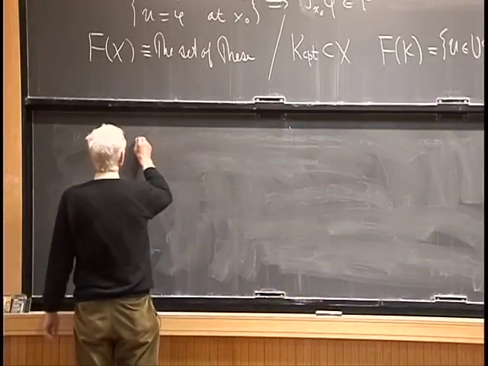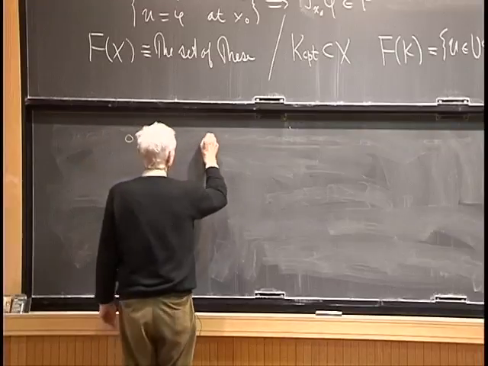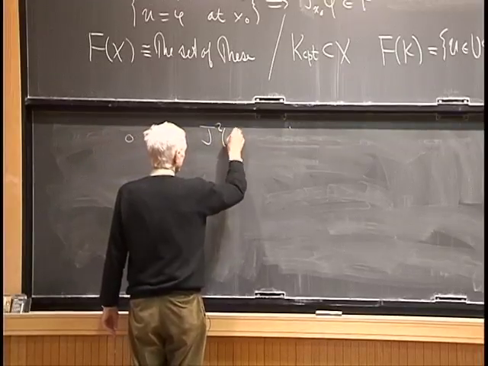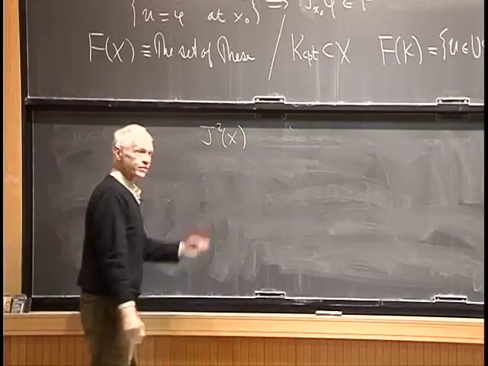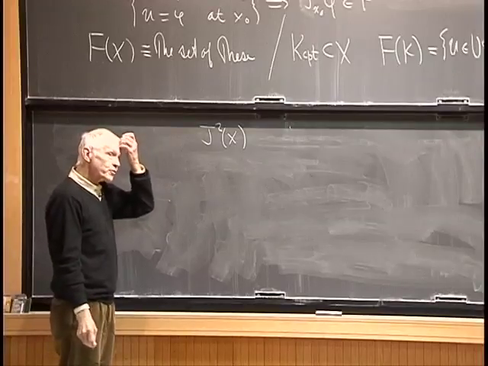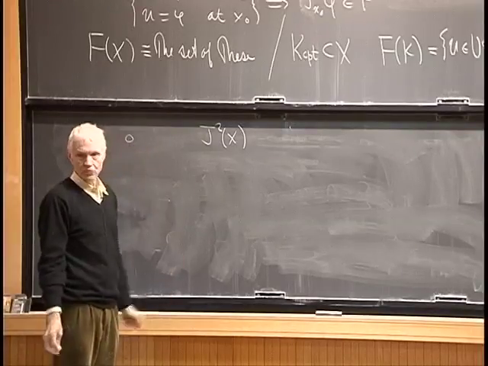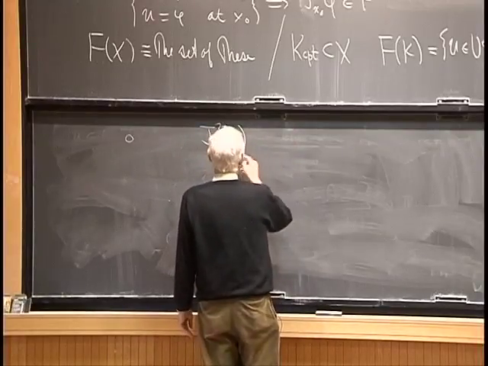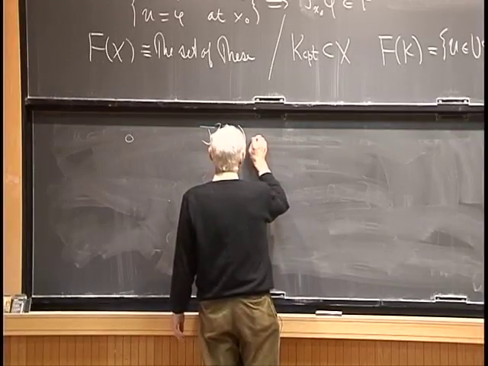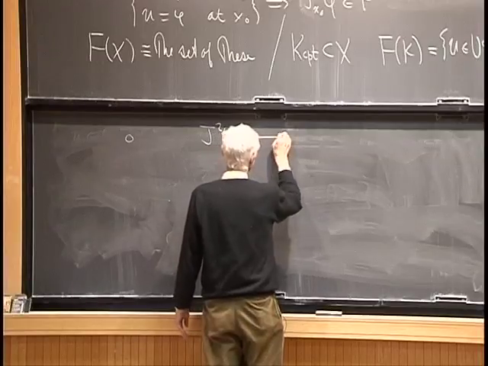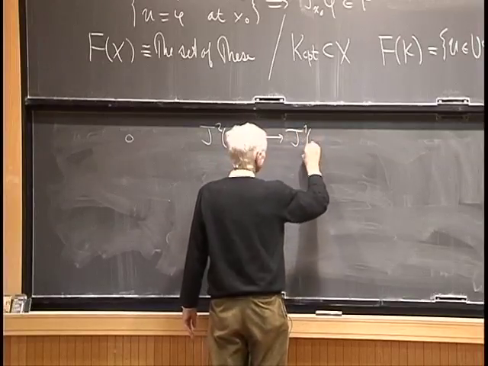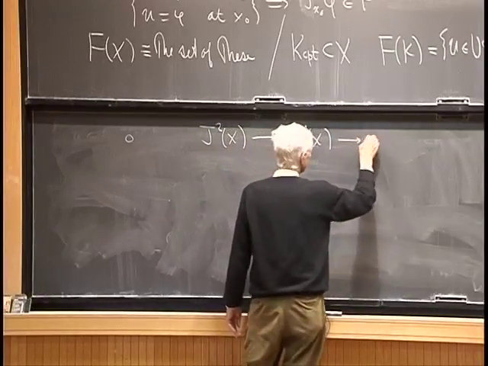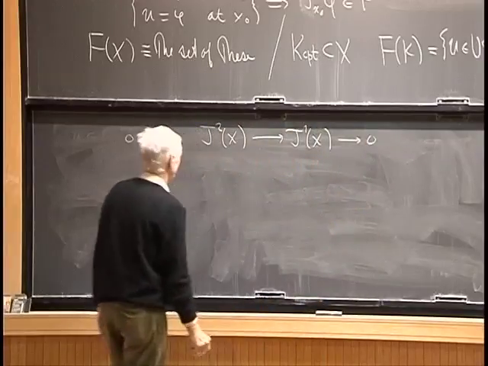So there's a short exact sequence. If I take the two jets of functions on X, so that simply means germs of functions modulo those that vanish to third order, right? And then, given that, you can map them onto the one jets, those that vanish to second order. Or maybe I got that wrong anyway, see.